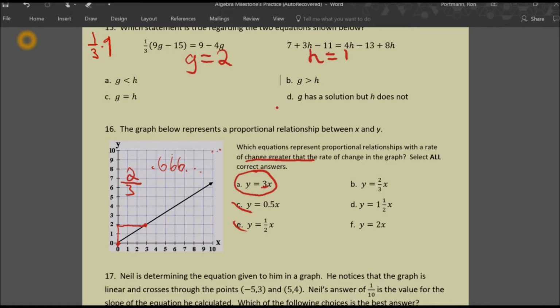Now we have 2/3. It does not say select all of the equations that have greater than or equal to the rate of change of the graph. It says greater than, and this is y equals 2/3 x. That's what this equation is. It's not greater than it, so this is not your answer. This line right here is y equals 2/3 x, plus 0, but you don't need the 0. The next one, y equals 1 and 1/2 x. 1 and 1/2 is 1.5. It's going to be D, and also it's going to be F, because 2 is also greater than it.